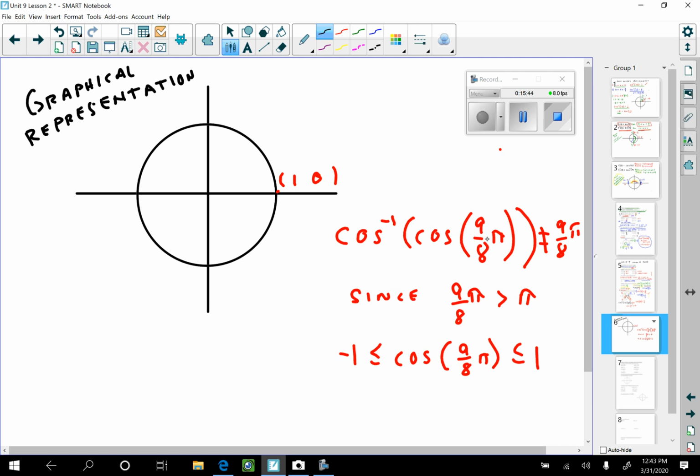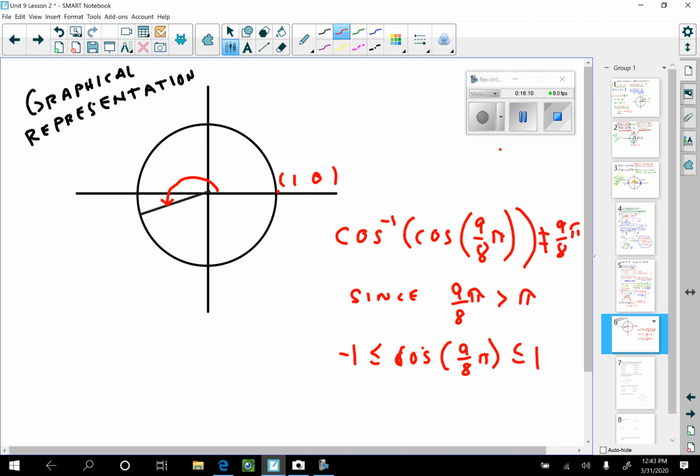Okay, so what I'm going to do is I want to find this 9/8 pi. I want to find this angle 9/8 pi. Let's see here. Where's that 9/8 pi going to be? Well, it's going to be greater than pi. It's just going to be a little bit, hey, let's just put that rascal right there, and that would be about right. That angle right there is about 9/8 pi.